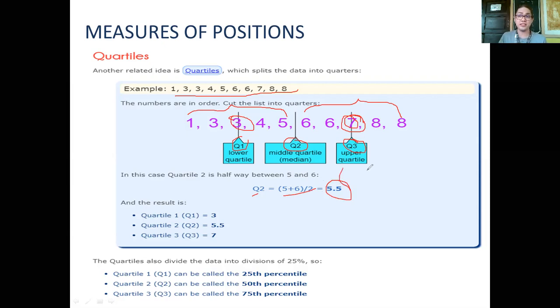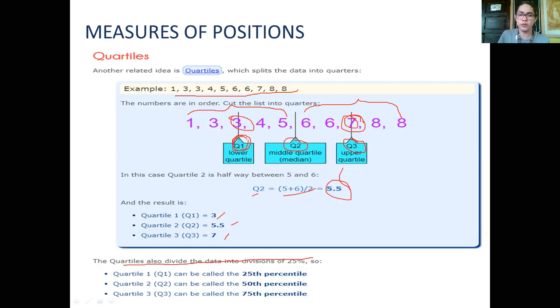Same process in getting the median. For Q1, we have 3, as I mentioned. Quartile 2, we have 5.5. And quartile 3, or the upper quartile, is equal to 7. So now, the quartiles also divide the data into divisions of 25%. In short, Q1 is 25% of the given set of data. Q2 is 50% of the given set of data. Q3 is 75% of the given set of data.